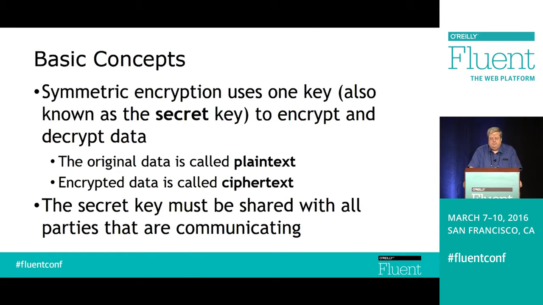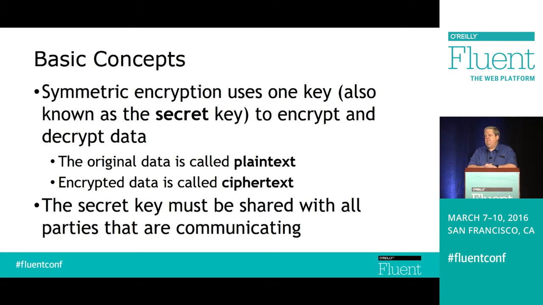The basic concepts of symmetric encryption are that you're going to use one key, which is called the secret key, to encrypt and decrypt data. So if you've got that key, you can decrypt data, which is why it has to be a secret key. If everybody knew it, you wouldn't really be doing any good by encrypting your data. The original data is always called the plain text. The encrypted data is always called the ciphertext. The secret key has to be shared with all parties that are communicating, and that is the weakness of symmetric cryptography, those key exchanges.